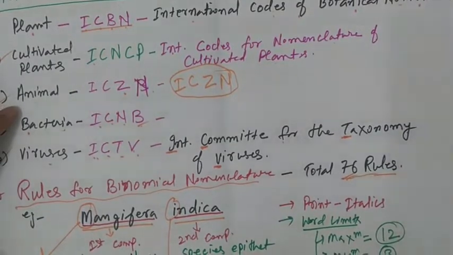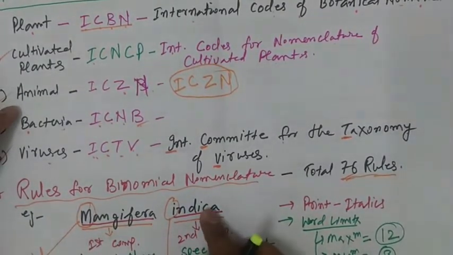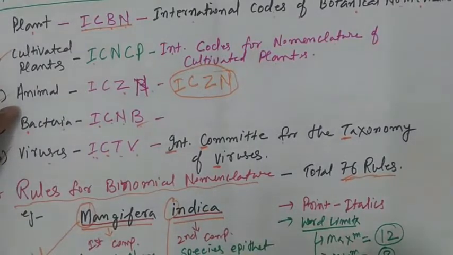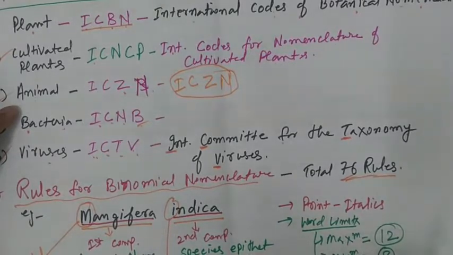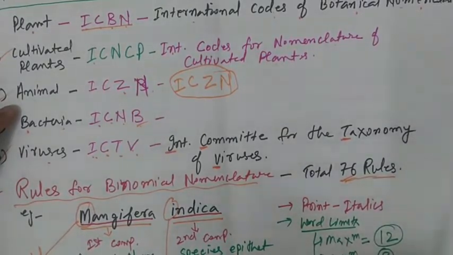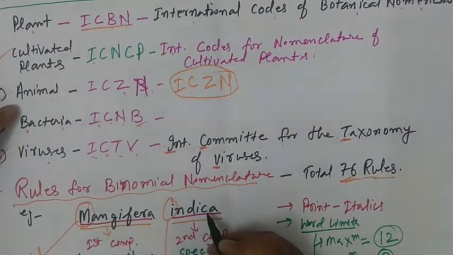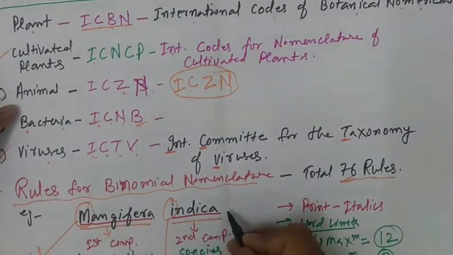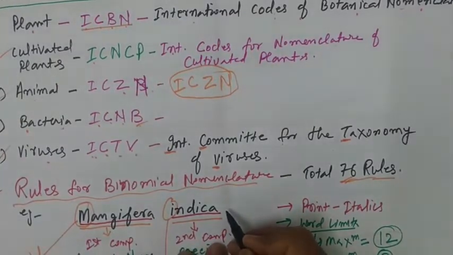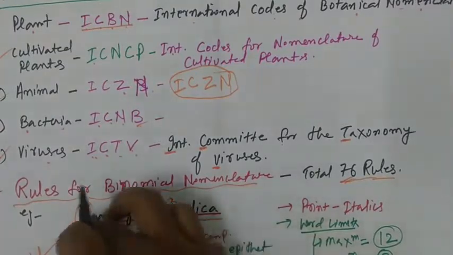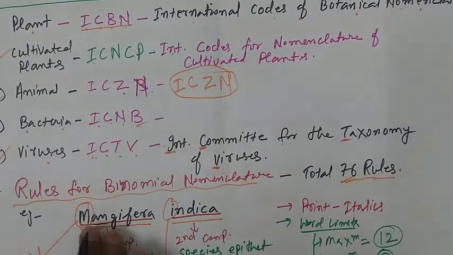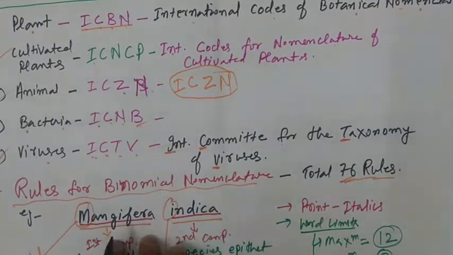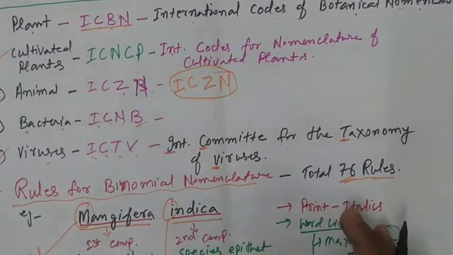Next one. At the end of that binomial nomenclature, we are going to write the author name also. क्या करना है हमें? Author names लिखना है. But there are certain rules when we put the author's names. After the naming of the binomial, for example, this is the name of the Indian mango, Mangifera indica. This Mangifera indica is the name given by Linnaeus.